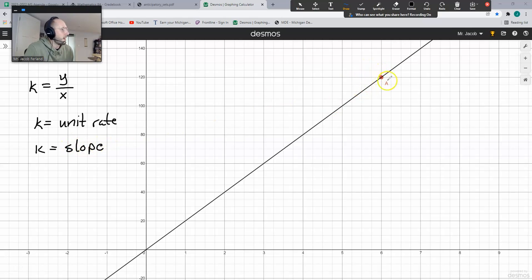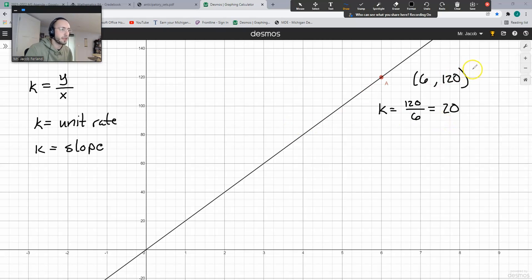So we've got this point A here. We're given that point. And I can see that this point has an x-coordinate of 6 and a y-coordinate of 120. And so from here, all I have to do is I know that k is the ratio of y to x. And so in this case, k would be equal to y, which is 120, over 6, which is x. And that gives me a constant of proportionality of 20.